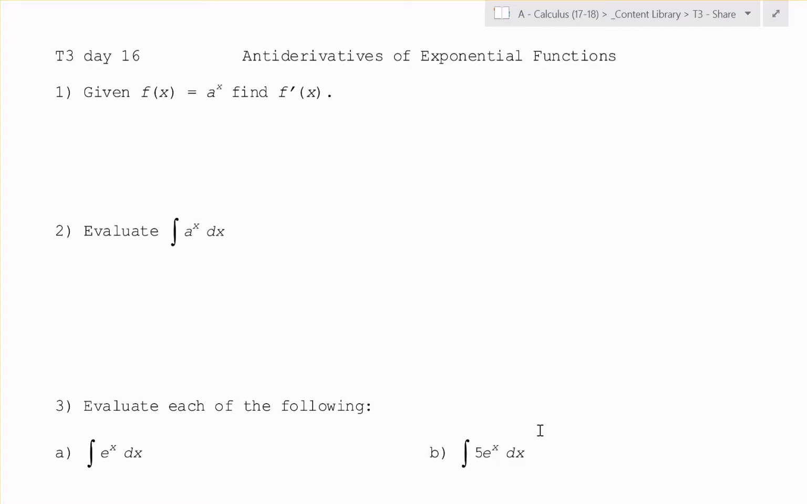Welcome to T3, Day 16 of Calculus. Today we're going to talk about the antiderivatives of exponential functions.